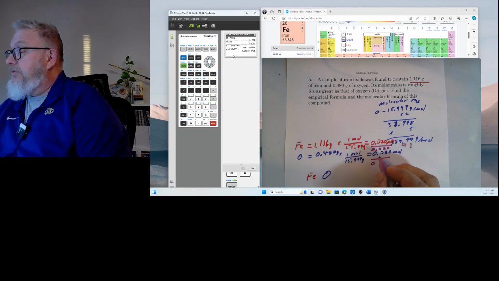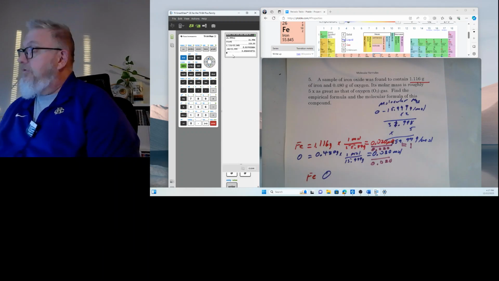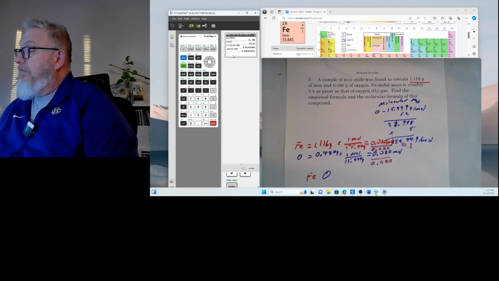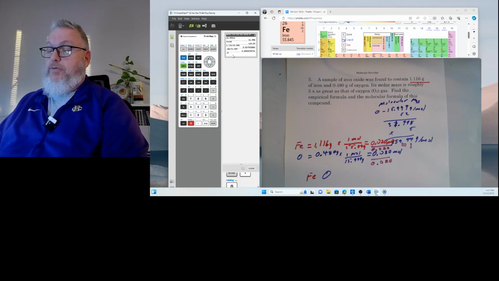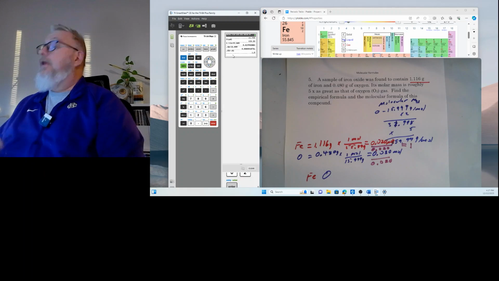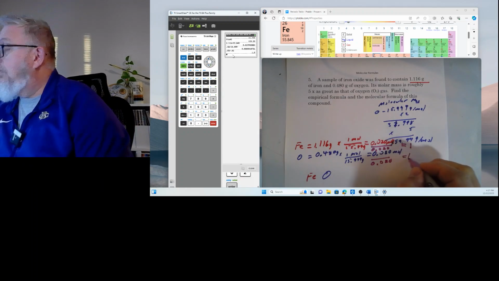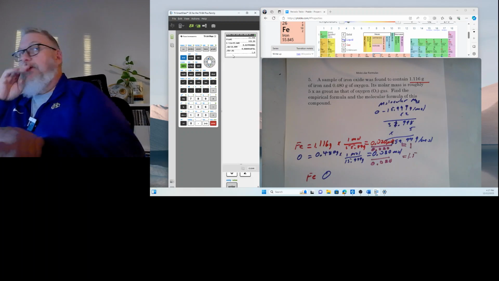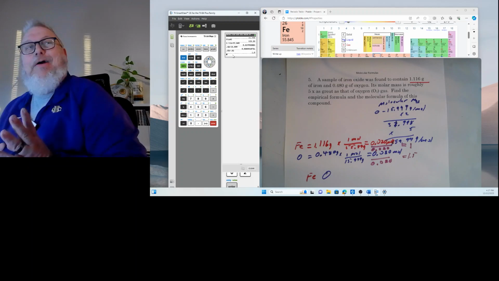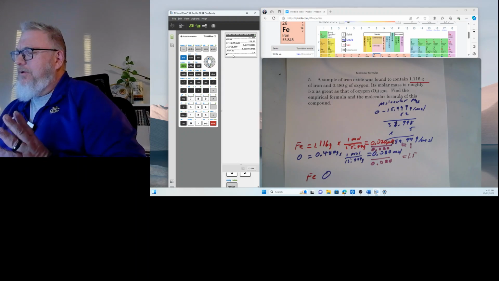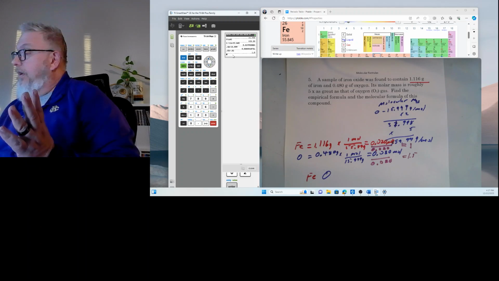Divide 0.030 moles of oxygen by 0.0020. And that's going to give me, we'll do it over here, 0.03 divided by 0.02. That gave me 1.5. So 1.5 is not a whole number. I can't have half an atom, so I've got to get that to a whole number. I can't really round because that's too far away from 2, and it's too far away from 1. So I've got to figure out 1.5.